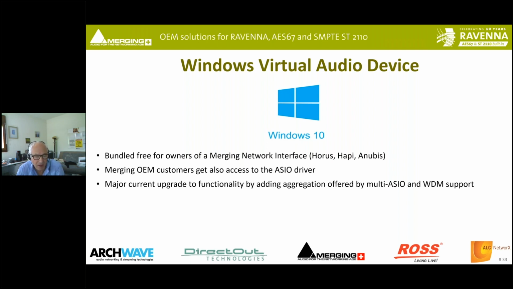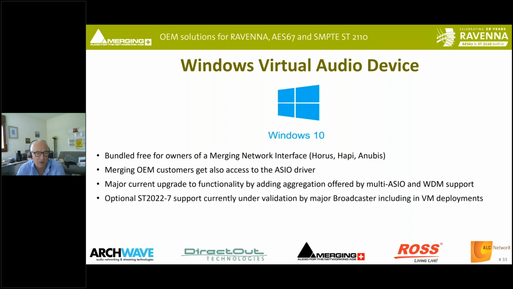So this is currently the latest additions to the Windows ASIO support, with coming also this very summer an optional ST 2022-7 support, which we also are currently validating with a major broadcaster who actually not only wants to test that in a standard Windows environment, but in a virtual machine deployment, which is, of course, adding thrills to the experience. Finally, and that's, of course, important for some of you listening this afternoon, we have also support for NMOS that is in final beta testing right now on Windows, and that's also planned as an additional option.